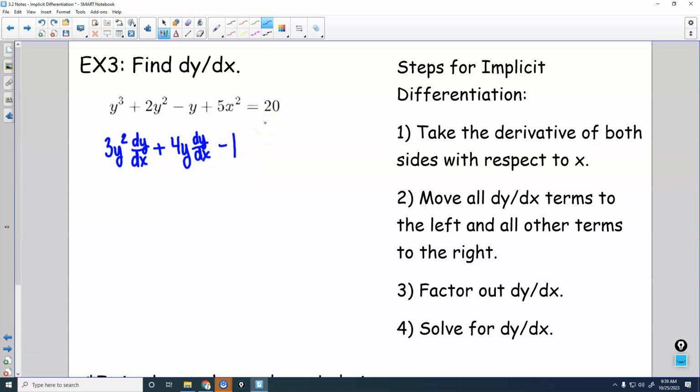Luke says yeah. If I didn't know anything about this, I could go either way on that. There's no y's left, right? But Luke is correct. You took the derivative of something with a y, so even if the y is not there anymore, you need the dy dx. And then here I've got 5x squared. That's 10x. That does not need dy dx. What's the derivative of 20? 0.